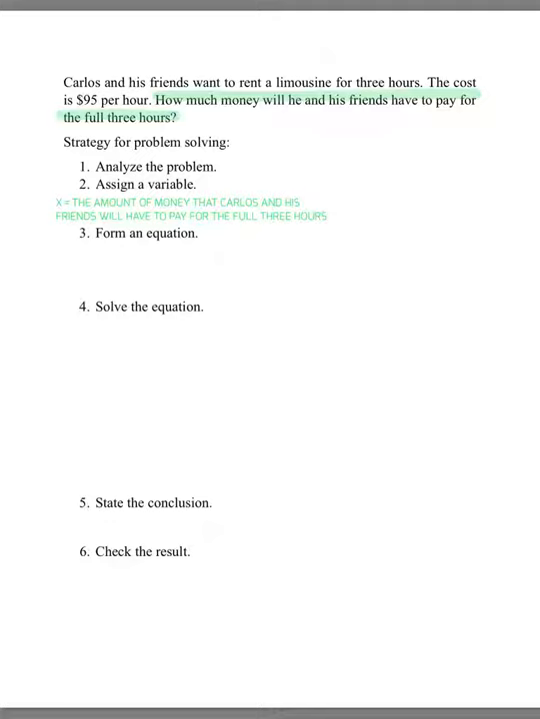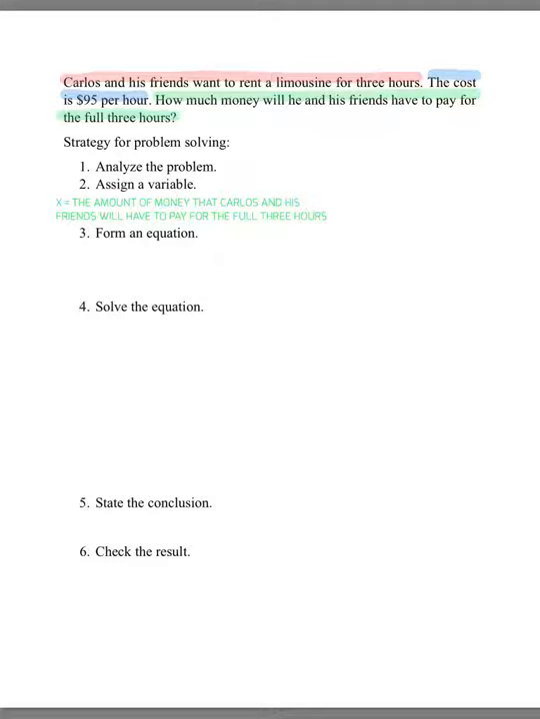Now let's go back to analyzing the problem and see what other information we can extract. We know that they want to rent a limousine for 3 hours, so go ahead and highlight that. They want to rent a limousine for 3 hours. And what else do we know? The cost is $95 per hour.